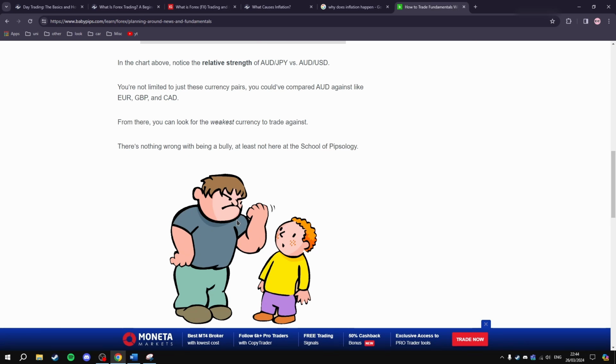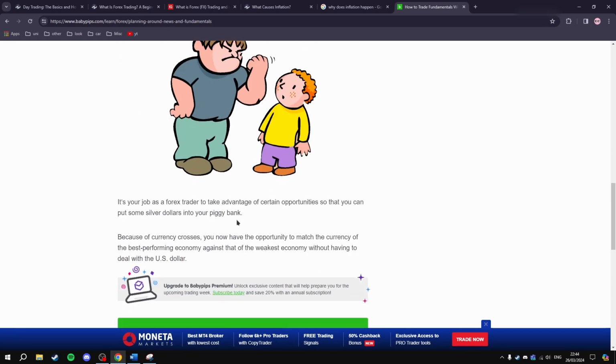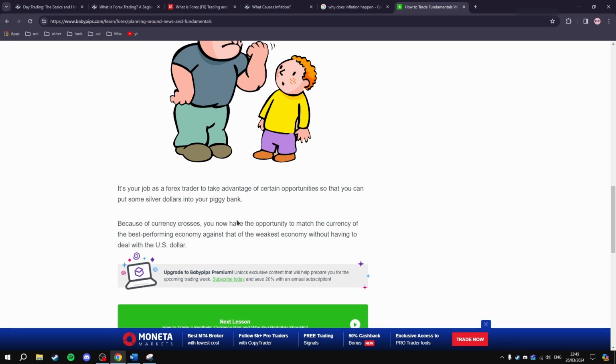You can look for the weakest currency to trade against. If it's your job as a forex trader to take advantage of certain opportunities so that you can put some silver dollars into your piggy bank. Because of currency crosses, you now have the opportunity to match the currency of the best performing economy against that of the weakest economy without having to deal with the US dollar.